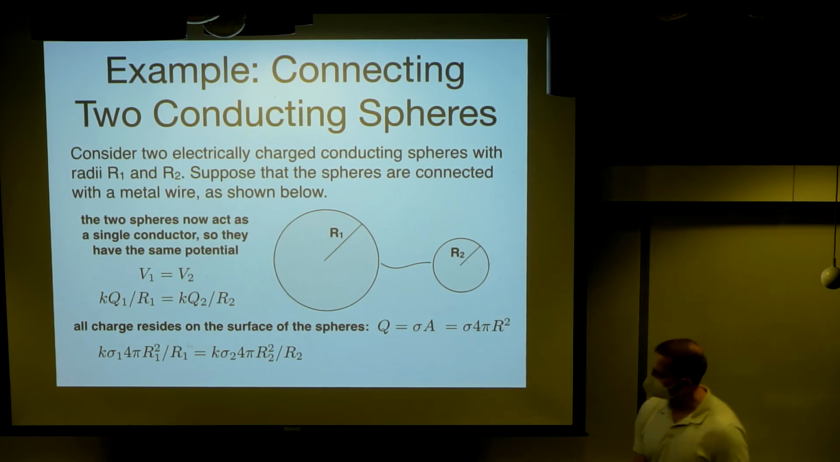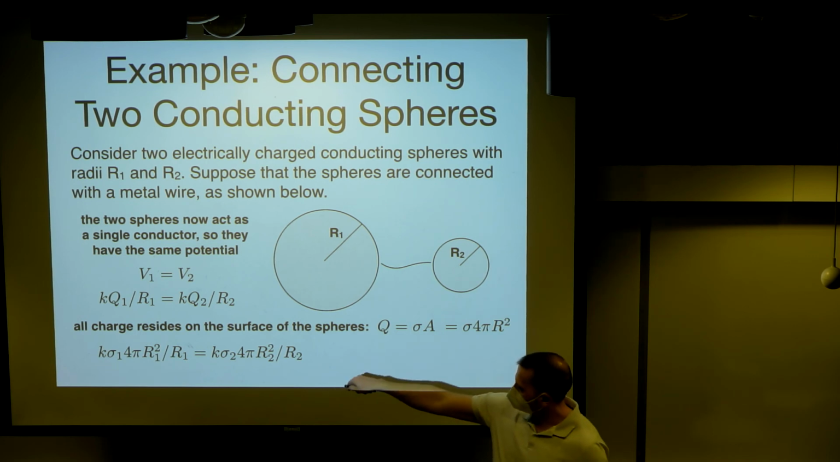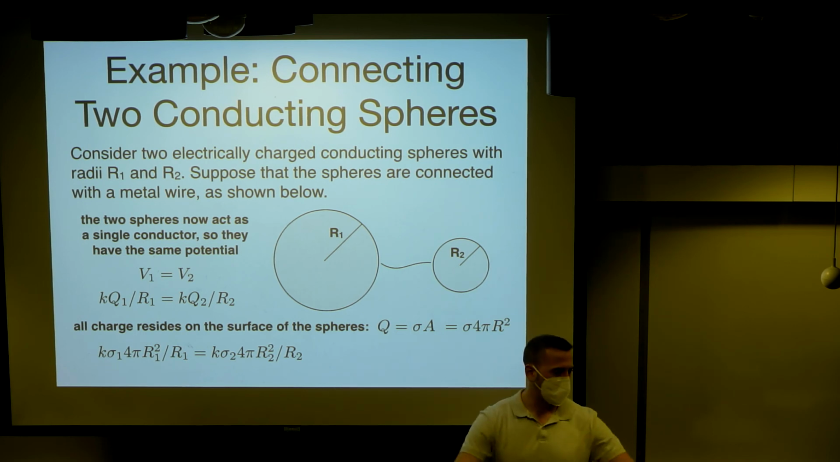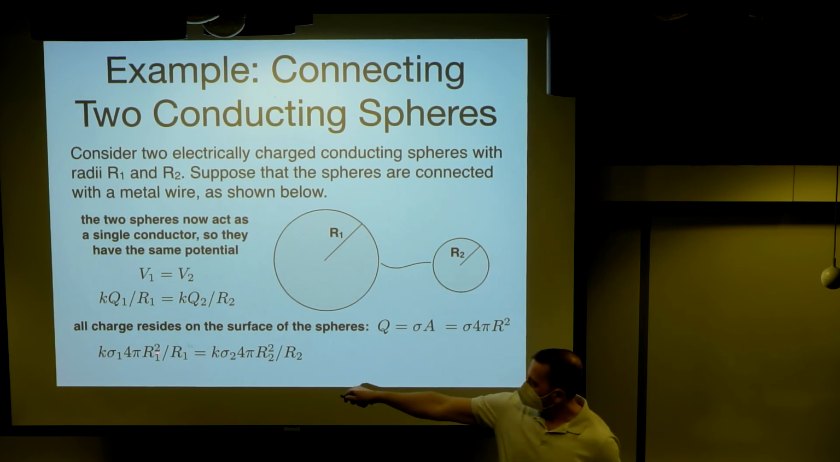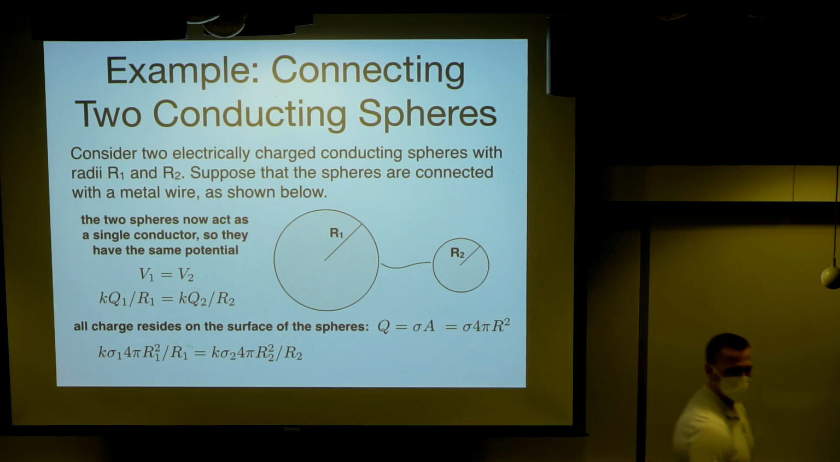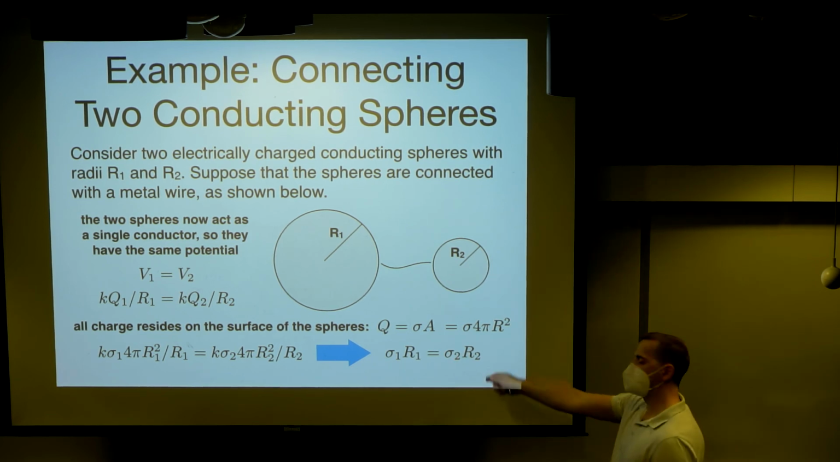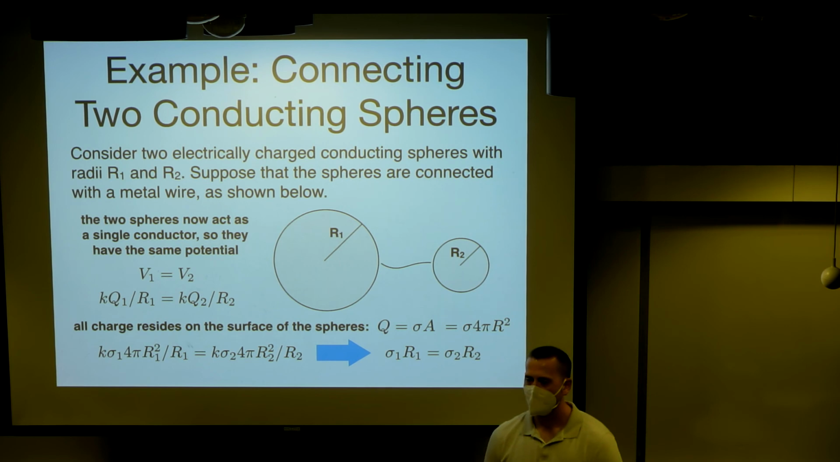Okay, how can I make this simpler? Well, I have a K factor and a 4 pi factor, which I can just get rid of across the board, right? And then if we look over here, I have an R1 squared divided by R1. That's just R1 overall. And I just have an overall factor of R2 here, okay? So what does that tell me? Sigma 1 times R1 equals sigma 2 times R2, okay?